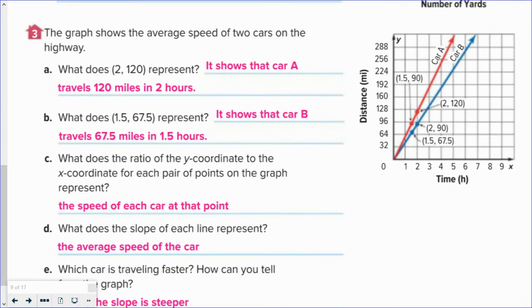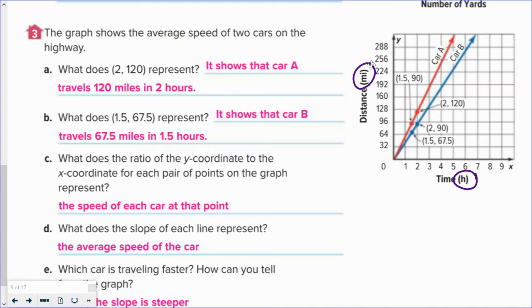Number 3, that car A travels 120 miles in 2 hours. You always want to look at what the increments are in the graph, and that's going to help you figure out what those numbers represent. Then the next one, that means car B travels 67.5 miles in 1.5 hours.